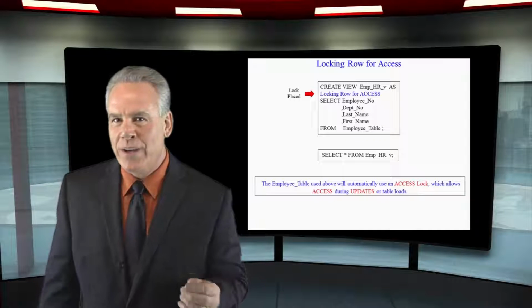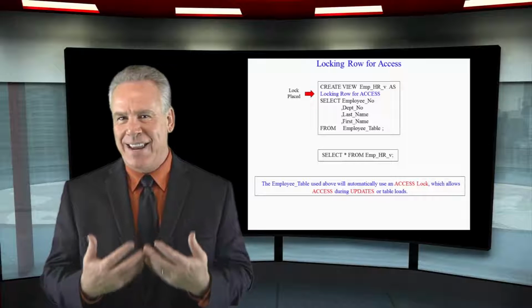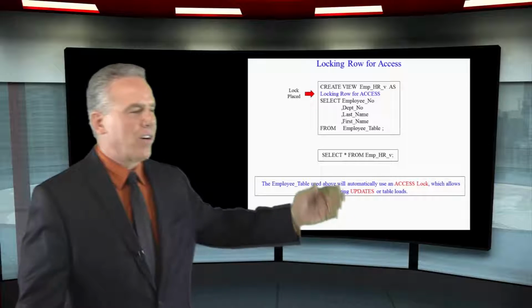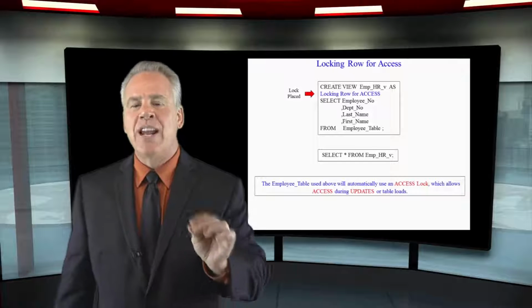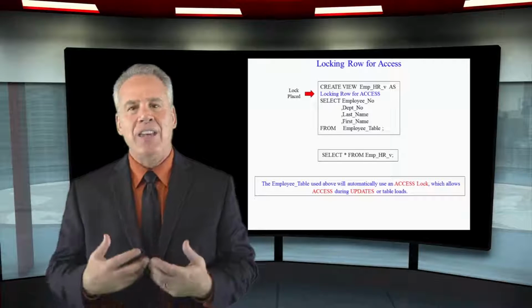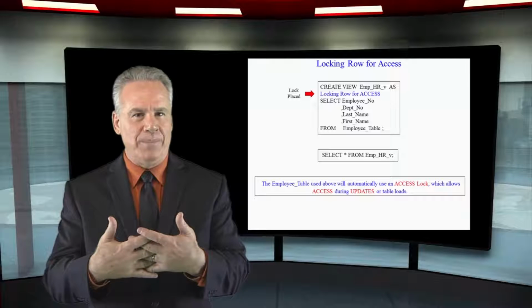A great reason for views is to put the locking for access statement in here. Notice here I'm creating the view and I'm saying locking row for access. Sometimes you'll see locking table for access. What this does is it puts an access lock on the actual table. Now what is that? Let me explain.